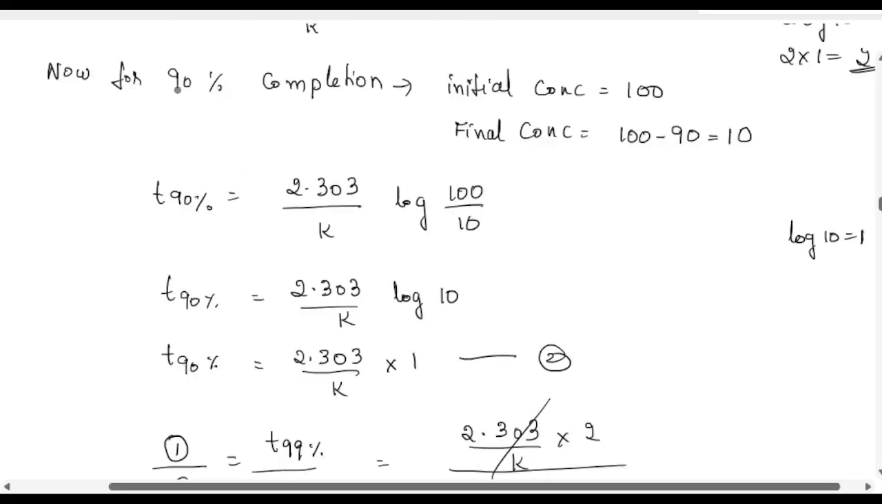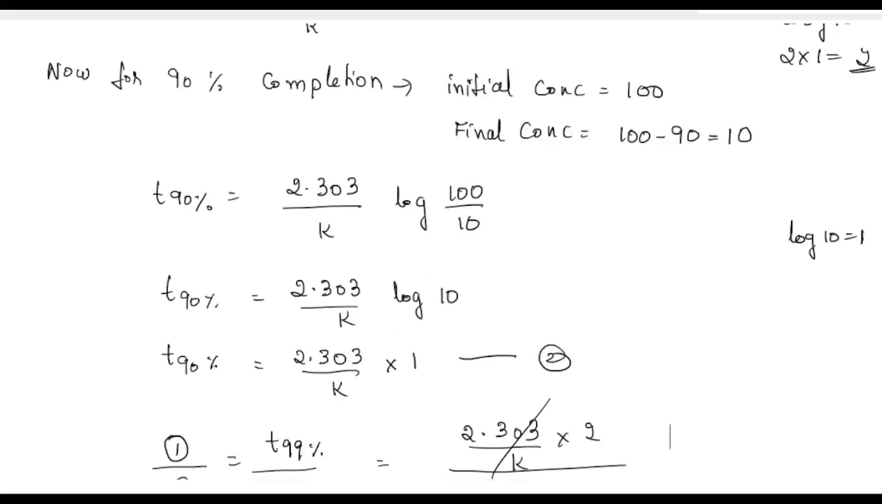Now we'll calculate the time required for 90% completion. Here also the initial concentration is 100, then the concentration remaining after 90% completion is 10. 100 minus 90 equal to 10. This will be your R naught, this is R. So substituting the values for R naught and R, 2.303 by K log 100 by 10, that is log 10. Log 10 is 1. Let us put this as number 2.